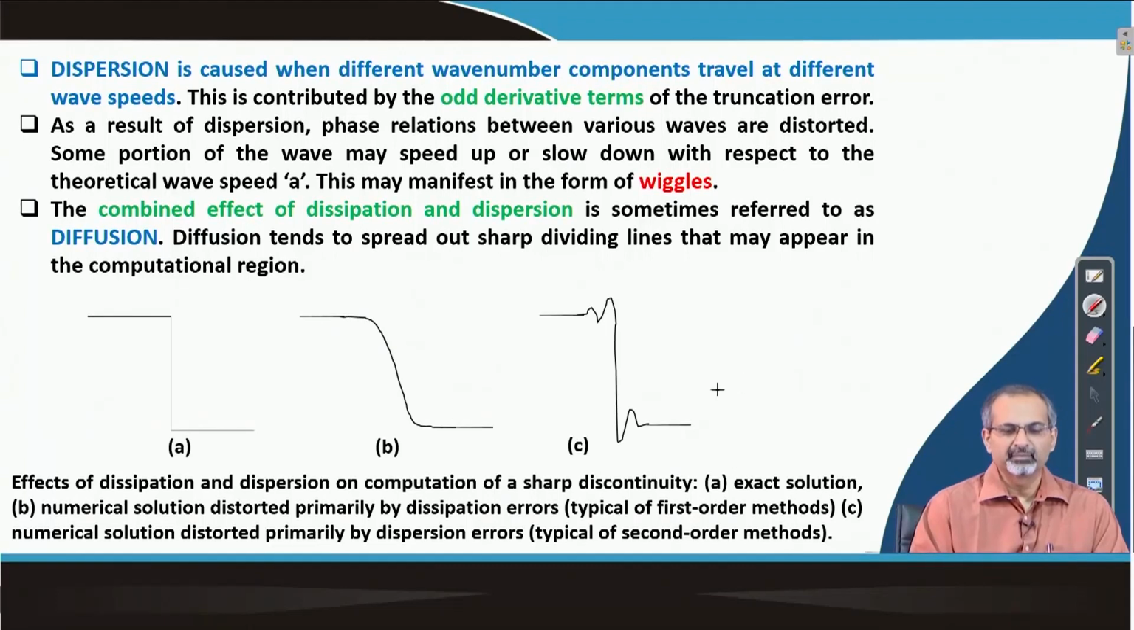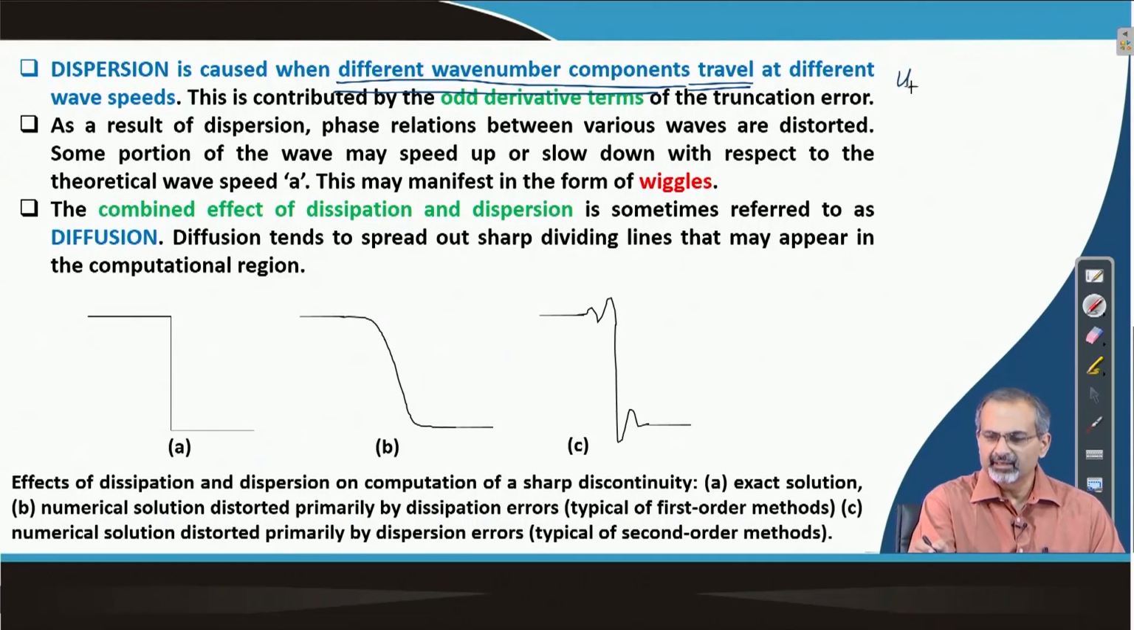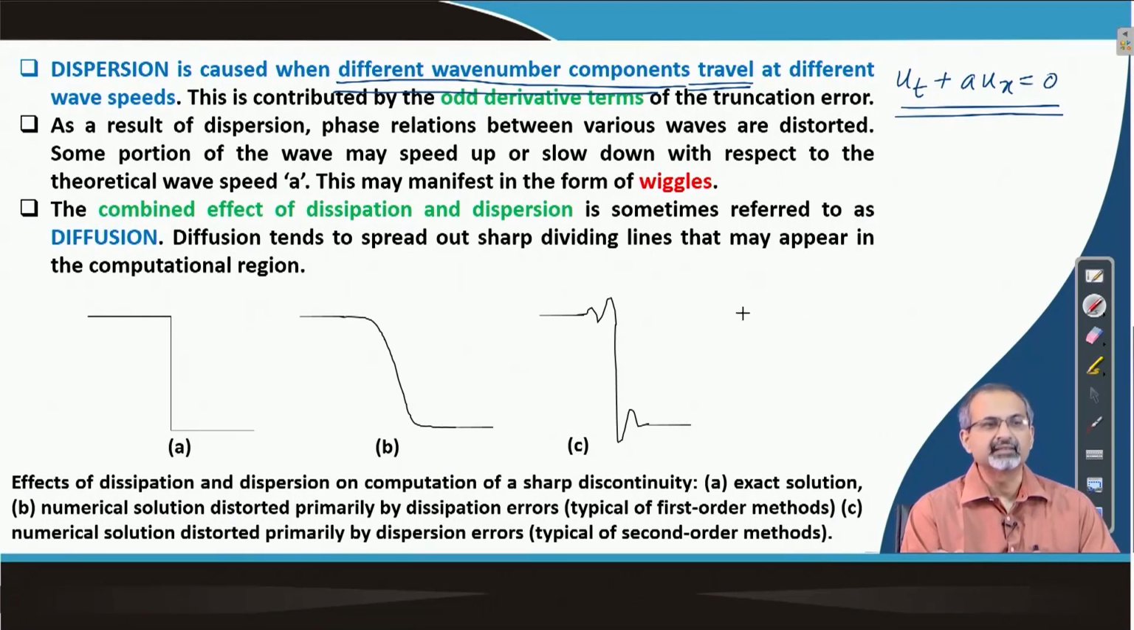So, dispersion happens when different wave number components of the wave form that we are talking about travel at different wave speeds. That means not all the wave number components travel at the same speed. Ideally, if we were exactly representing this equation, there was no reason for worry, because every wave number component would then have traveled at the same wave speed, that is a.